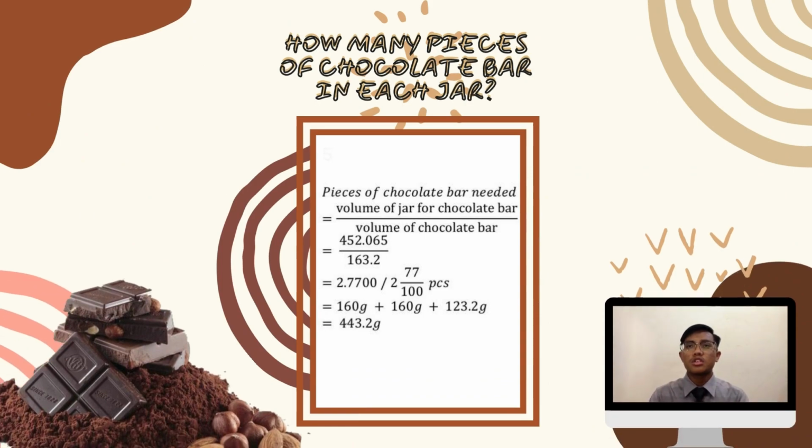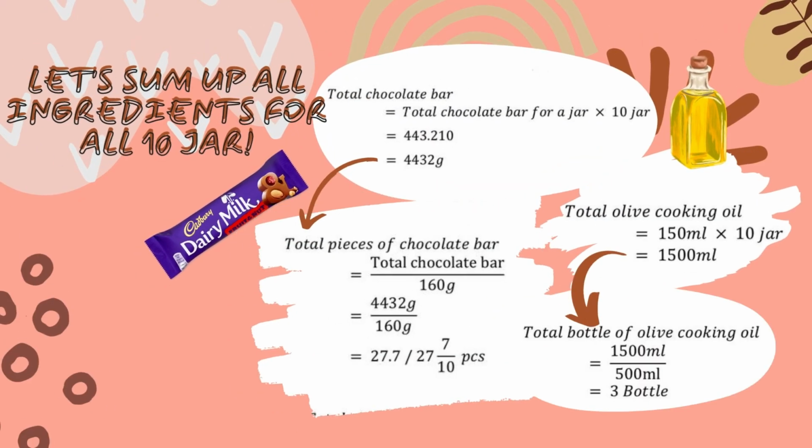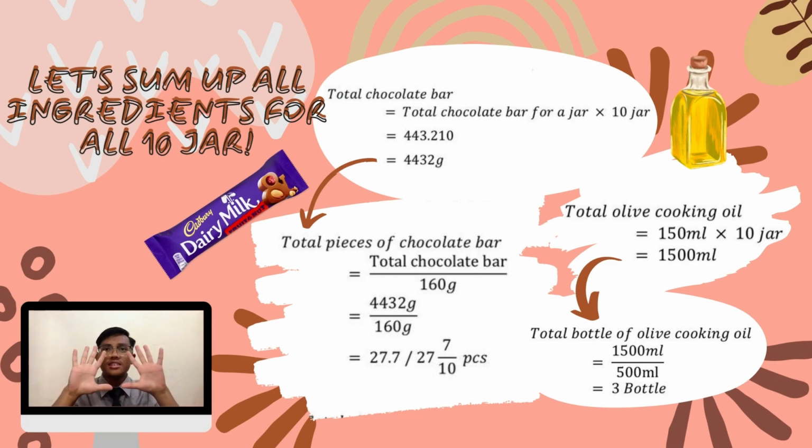How many pieces of chocolate bar do we need in a jar? We get 2 and 77 over 100 pieces. It is 443.2 gram. So, let's sum up all ingredients for all 10 jars. The total chocolate bar is 4422 gram. This value will be divided by 160 gram, which is the weight of a chocolate bar. So we get 27 and 7 per 10 pieces. For olive cooking oil, we need 1500 milliliters. So we just need 3 bottles of olive cooking oil.